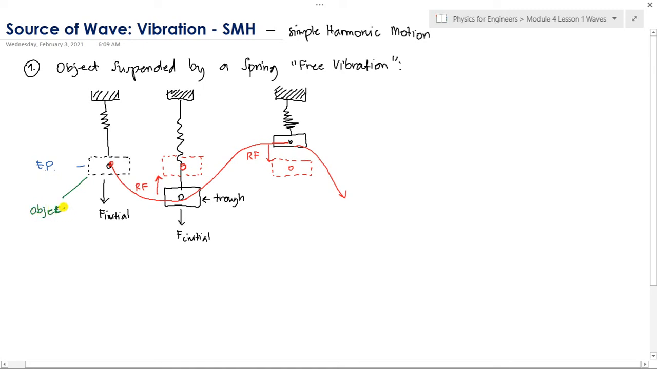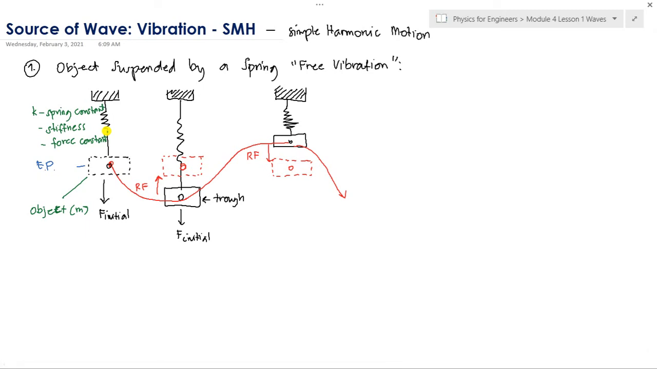So in this setup, of course, atong object has mass m, and of course since we're using spring, ang spring gitawag nga K. So K stands for the spring constant, gitawag pod nga stiffness of the spring, or force constant. So mao na siya atong spring gidenote as K, spring index or spring constant.